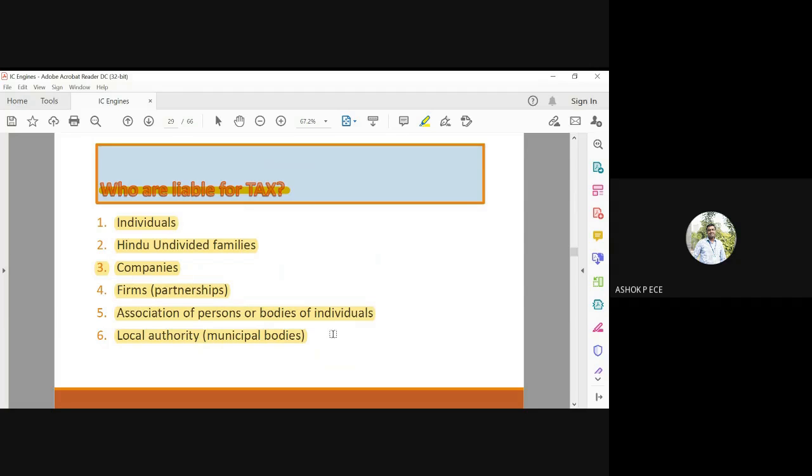Okay, they have to pay tax to the government of India, and they have to file their returns every year after the financial year is going to end.